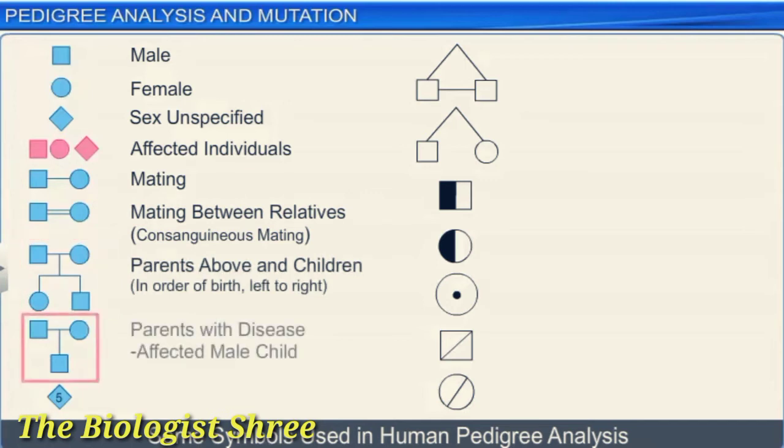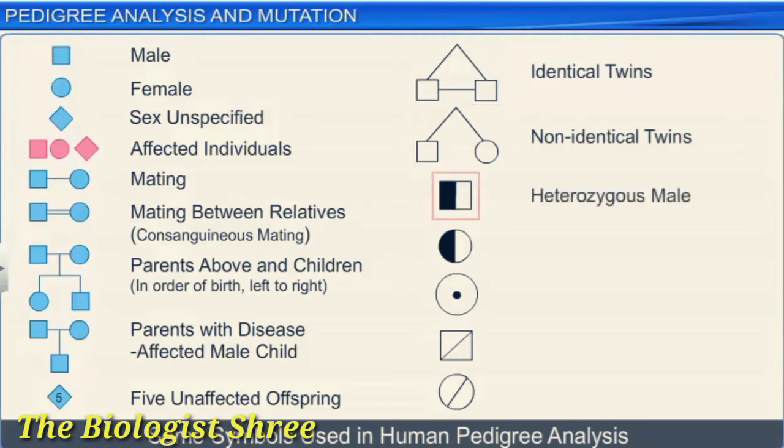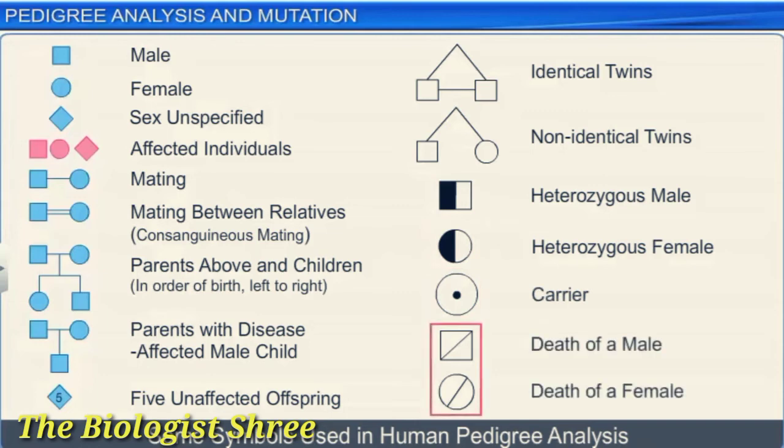However, a parent with a disease-affected male child is represented differently, and 5 unaffected offspring are represented by a number within the rhombus. Identical twins and non-identical twins are represented as shown, whereas a heterozygous male is represented by a half-filled square and a heterozygous female by a half-filled circle. A circle with a dot in the center represents a carrier, and the death of a male or female is represented as shown.